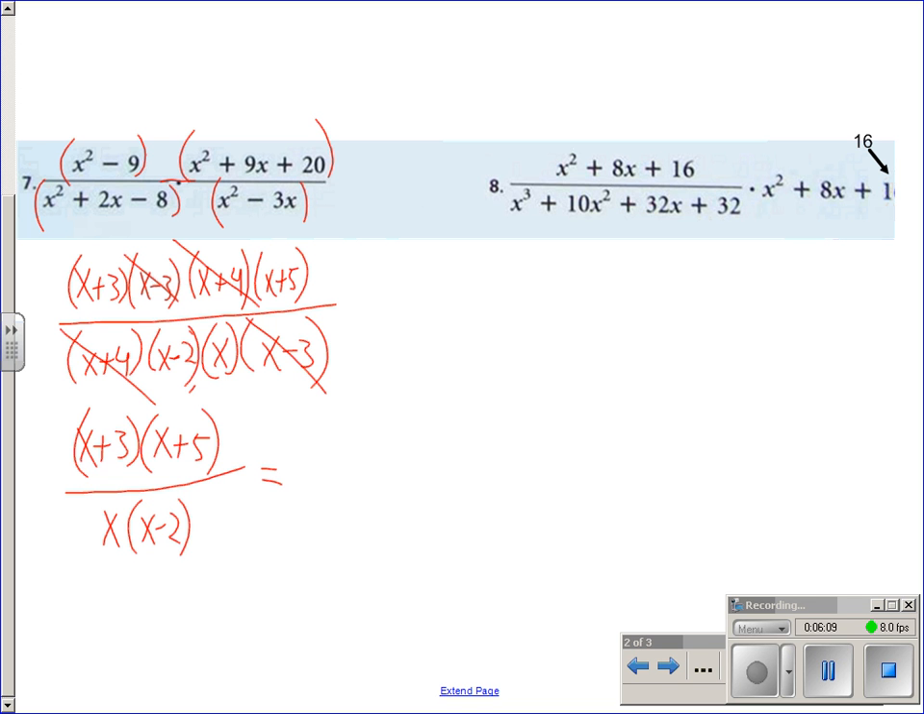And depending on what the question asked, you may have to put these back into polynomial form, so you'd have to do a little bit of distributive property. You'd get x squared plus 8x plus 15 over x squared minus 2x. Simplified. Okay?